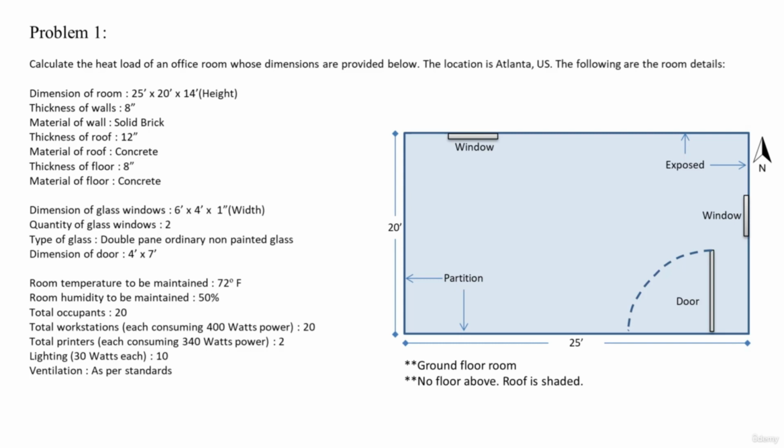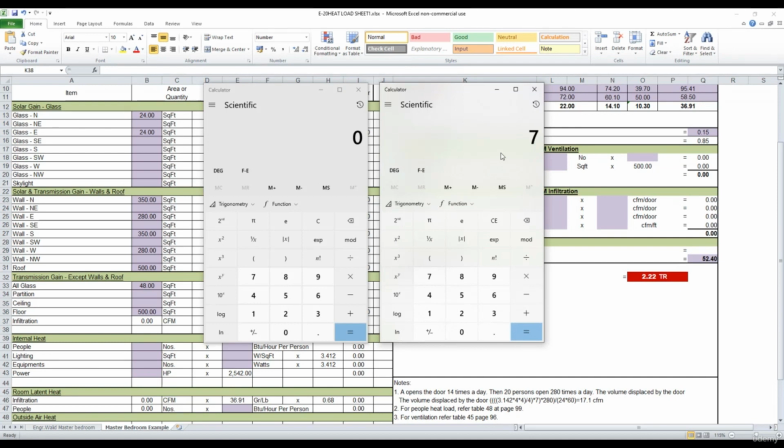As from the problem stated prior, there are 20 persons occupying a room. Let's say in that office space, each person needs to make a transit in the room 7 times a day. So for each transit, entering and exiting the room, one person will open the door 2 times. That means the person will open the door 14 times a day, which means 20 persons will open the door 280 times a day.